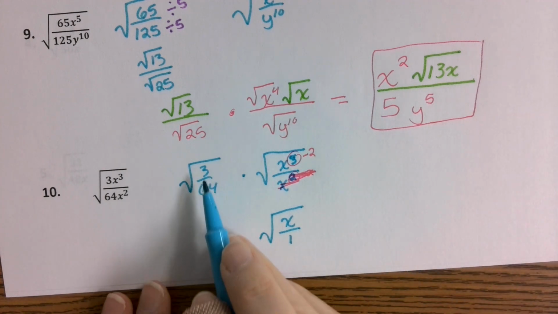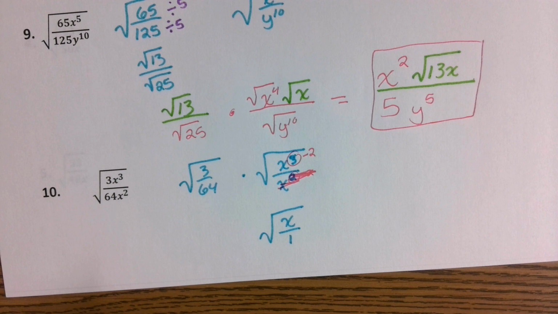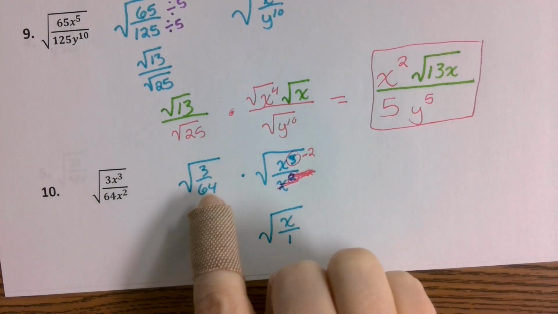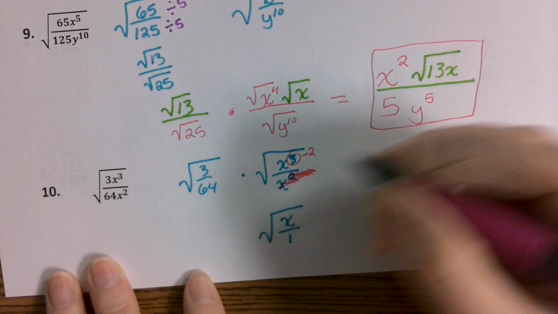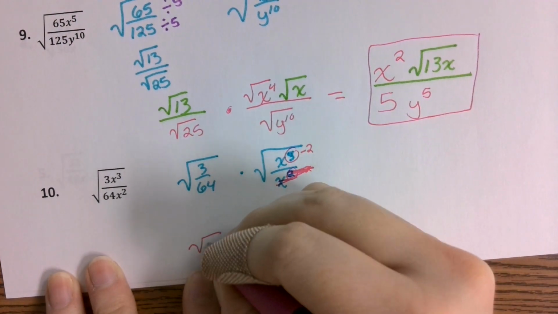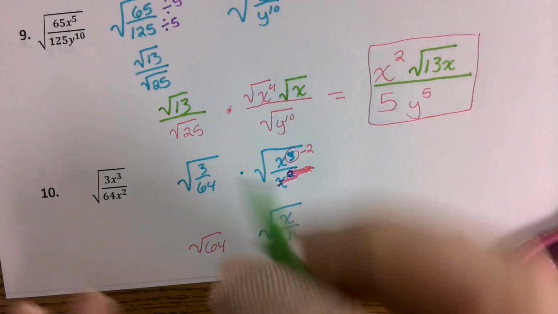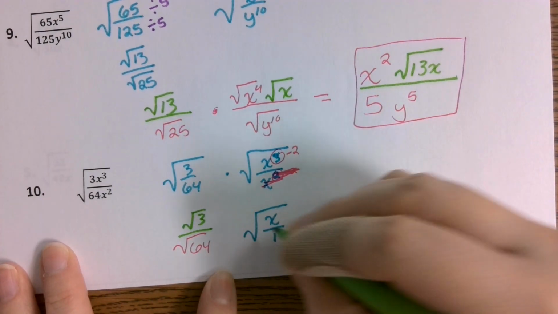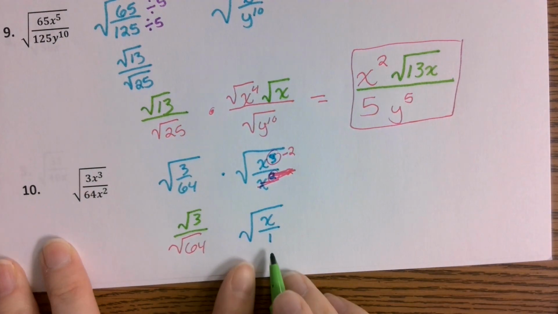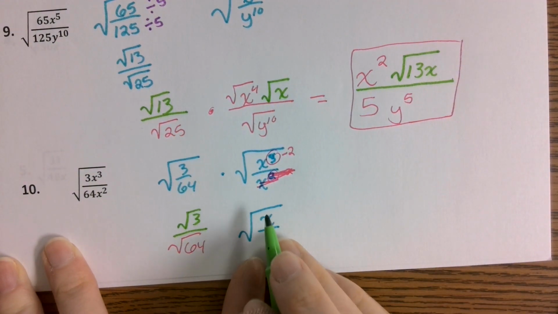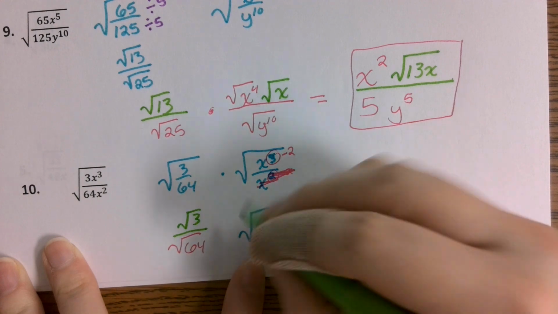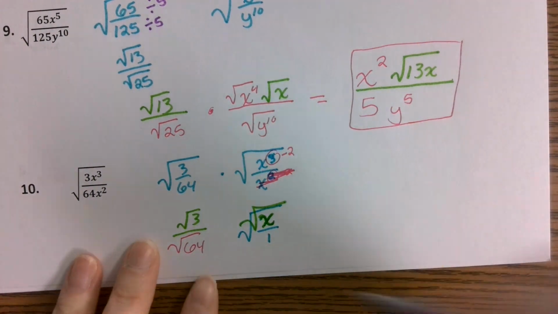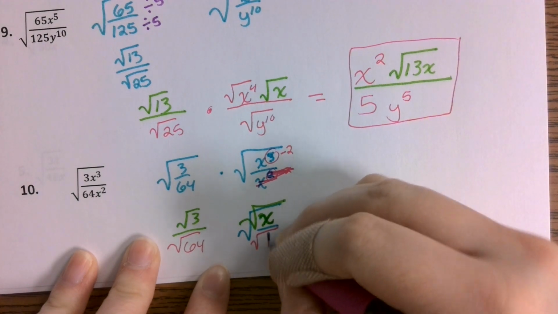Okay, square root of 3 over square root of 64, that's still going to be broken down. Which one is a perfect square on the bottom? Yeah. So we have the square root of 64 on the bottom, square root of 3 on the top. And then here, the 1 happens to be a perfect square, but the x is not a perfect square. So that becomes square root of x on the top, and that becomes a square root of 1 on the bottom.